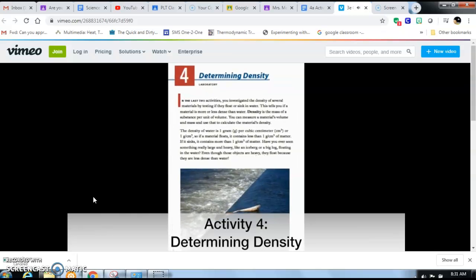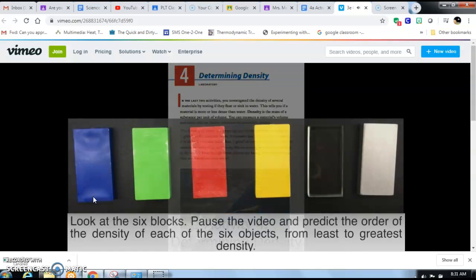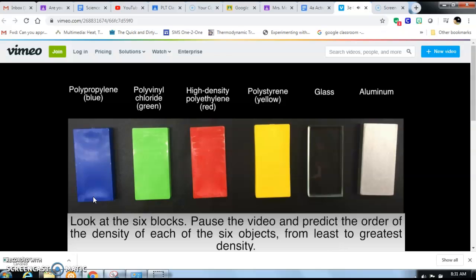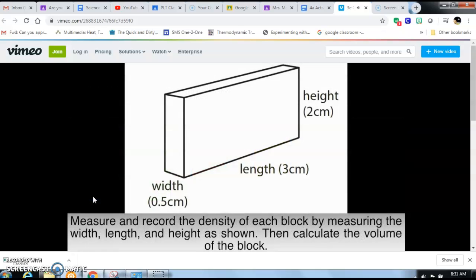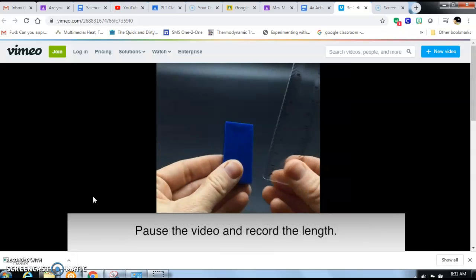Activity 4. Determining density. Look at the 6 blocks. Pause the video and predict the order of the density of each of the 6 objects from least to greatest density. Measure and record the density of each block by measuring the width, length, and height, then calculate the volume of the block.